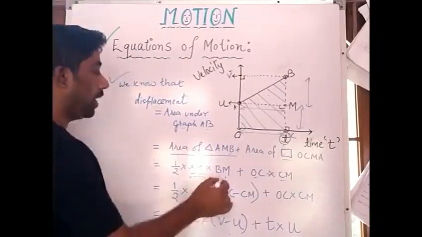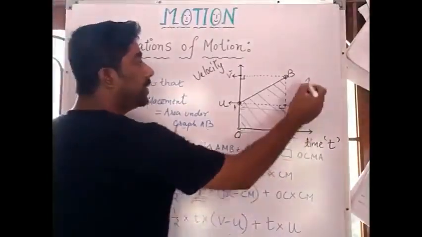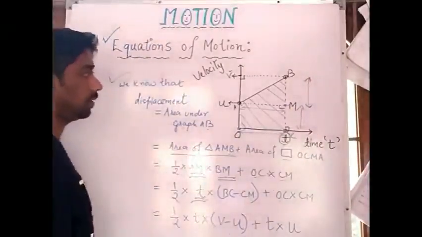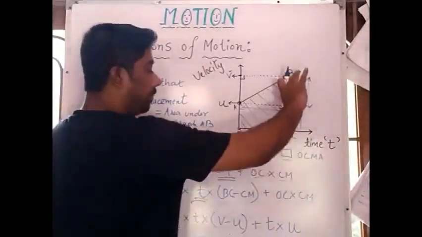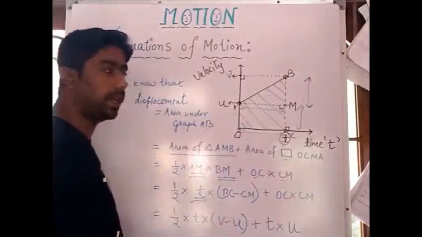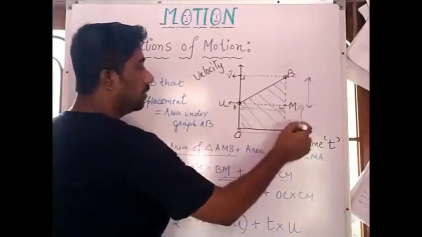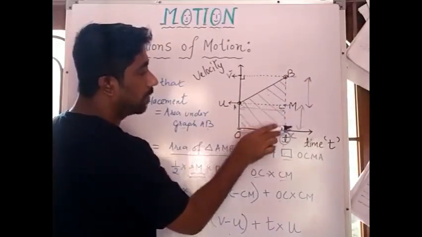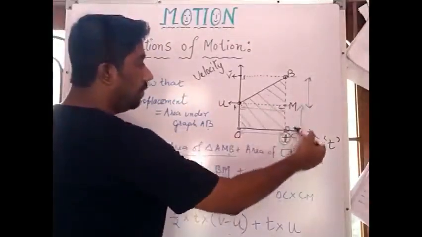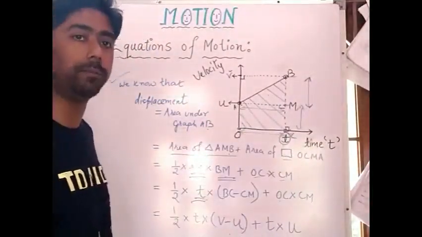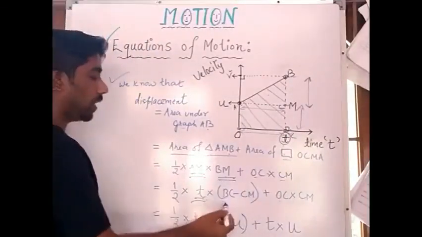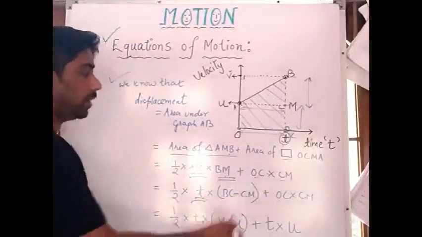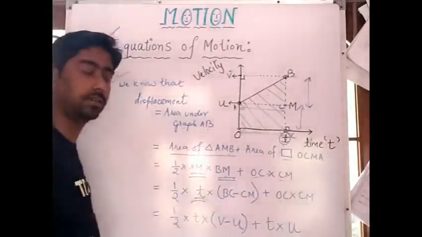Now the BM part. The BM segment is from B to M. This BM can be further rewritten as BC minus CM. If you subtract CM from BC, you get the remaining BM part. So in place of BM we can write BC minus CM. Similar reasoning can be used to find out why we have written OC and CM.